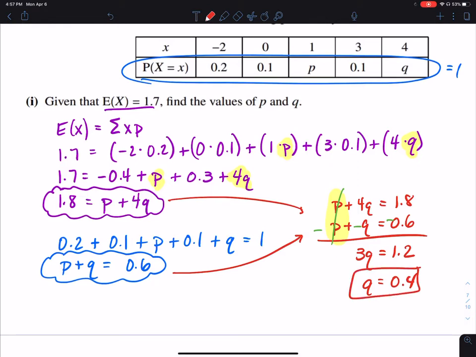And if you were to plug that value back into either one of these equations, it doesn't matter. I think this bottom one's a little bit easier. When you do, you get the value P is equal to 0.2. Now keep in mind, these are your probabilities that are going to go back into this table. So this is an AICE question that keeps going. That was part 1.